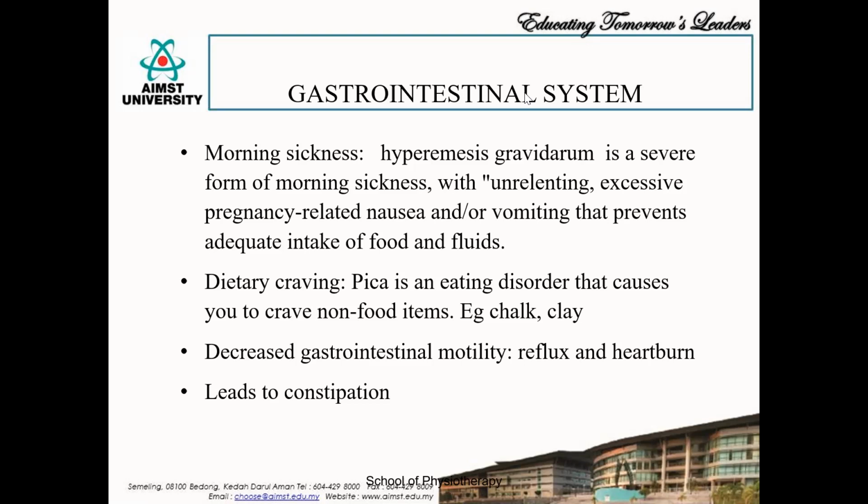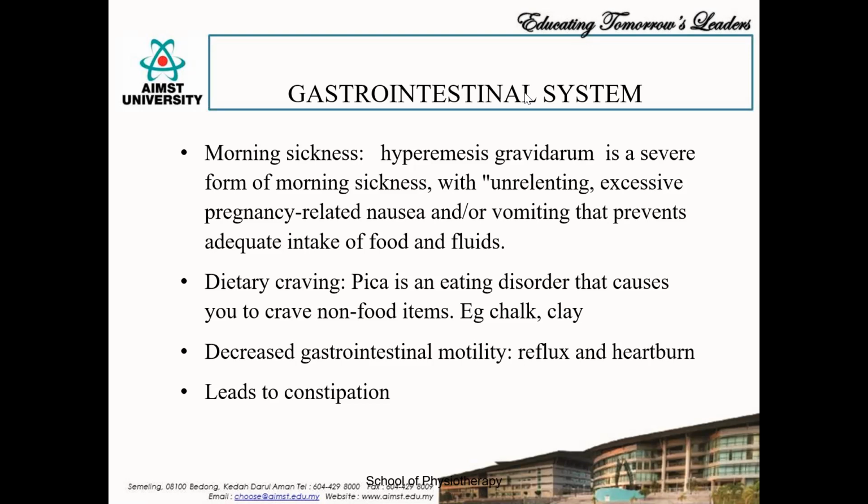So that's why in the first trimester, the mother will have a lot of morning sickness. Then slowly in the second and third trimester, they will not have any morning sickness. Then sometimes the mother will have a different kind of craving, a craving towards non-food items like chalk, clay, they want to eat mud, like that. So they will have a different craving sensation. That is called dietary craving.